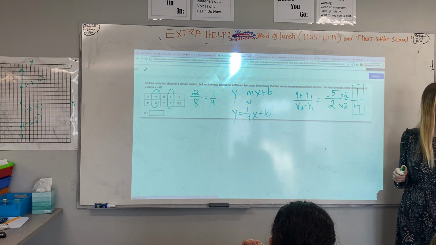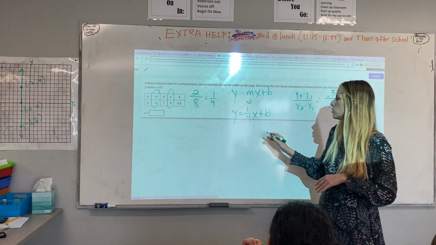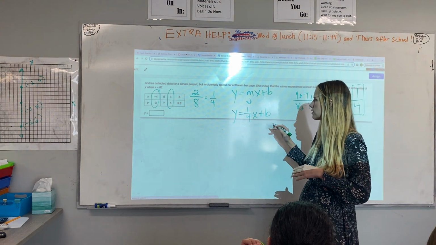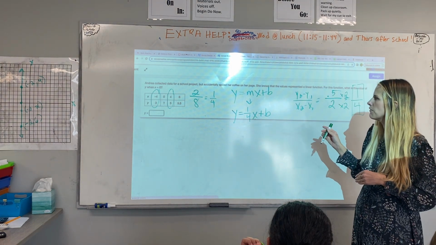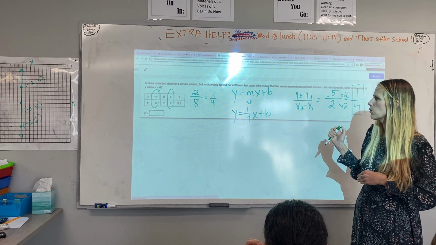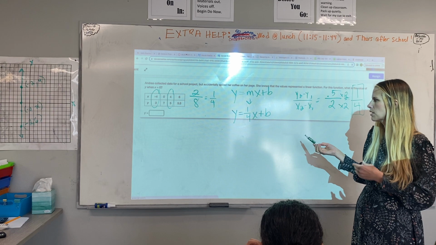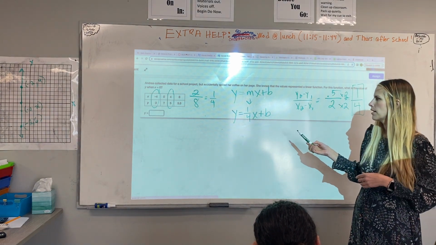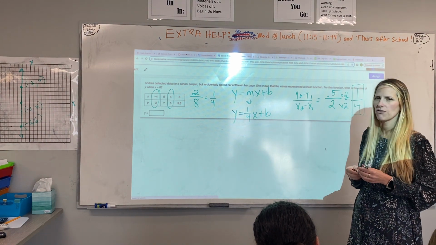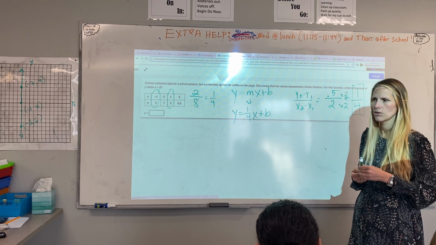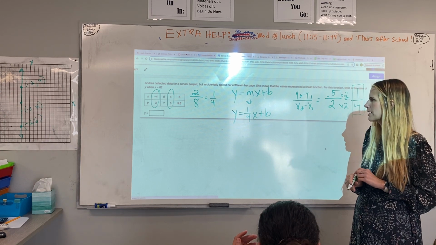All right, so now that I have this, and I want to find out what it is when x equals 0, what do I still need to find? The y-intercept. Yeah, my y-intercept. So how do I find my y-intercept?